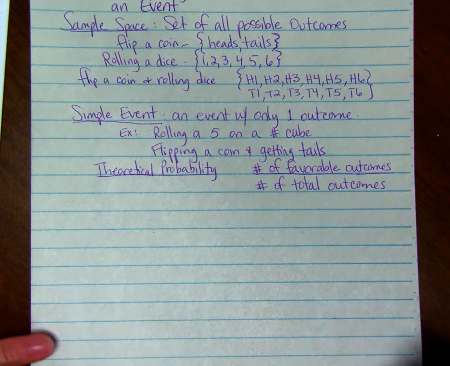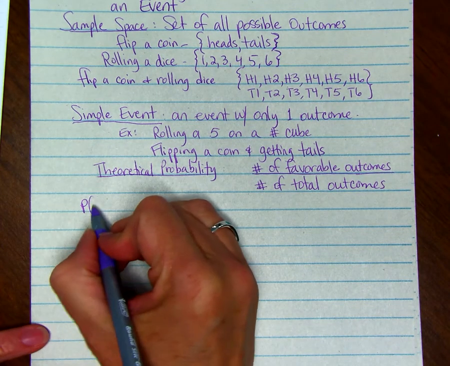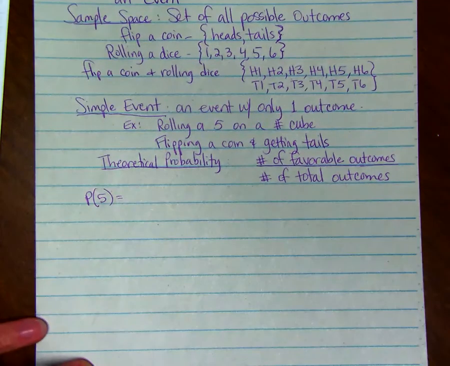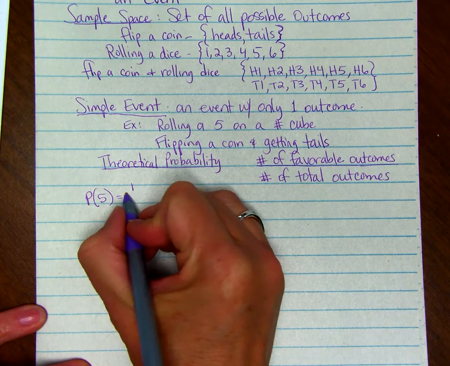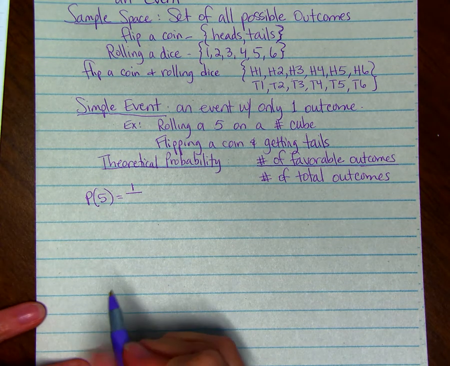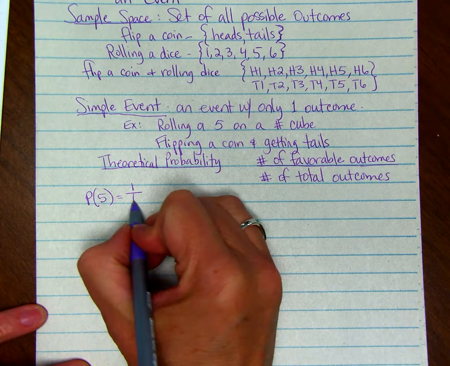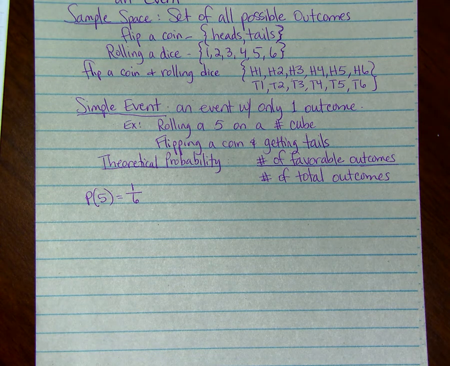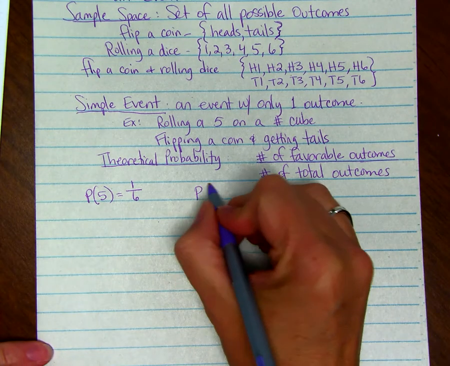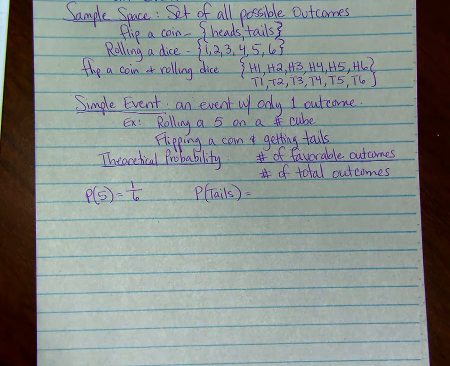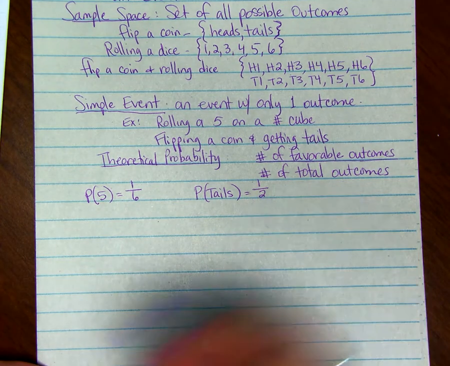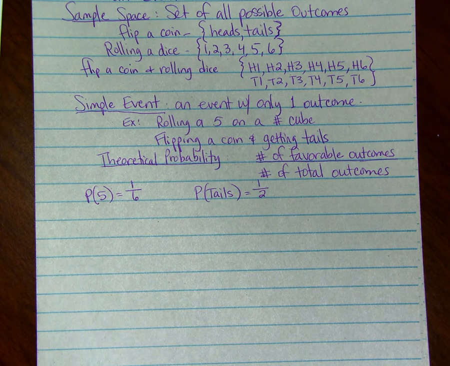So we're going to give the example of what's the probability of rolling a 5 on a number cube. Well, the number of 5s on the number cube is 1, so the number of favorable outcomes is 1. The total outcomes you can get when rolling a number cube is 6. So the probability of rolling a 5 is 1/6. The probability of flipping tails on a coin: there's 1 tails on a coin, and there are 2 sides to the coin, heads and tails. So the probability of getting tails, theoretically, is 1/2.